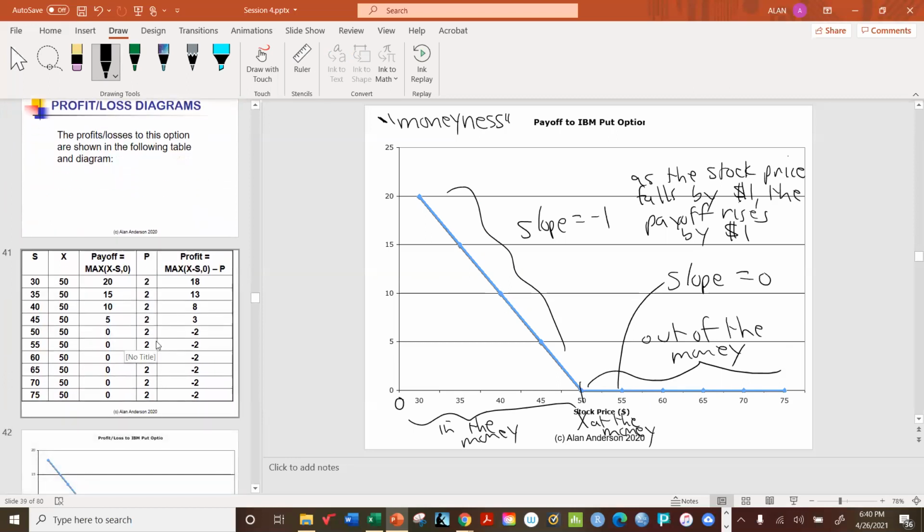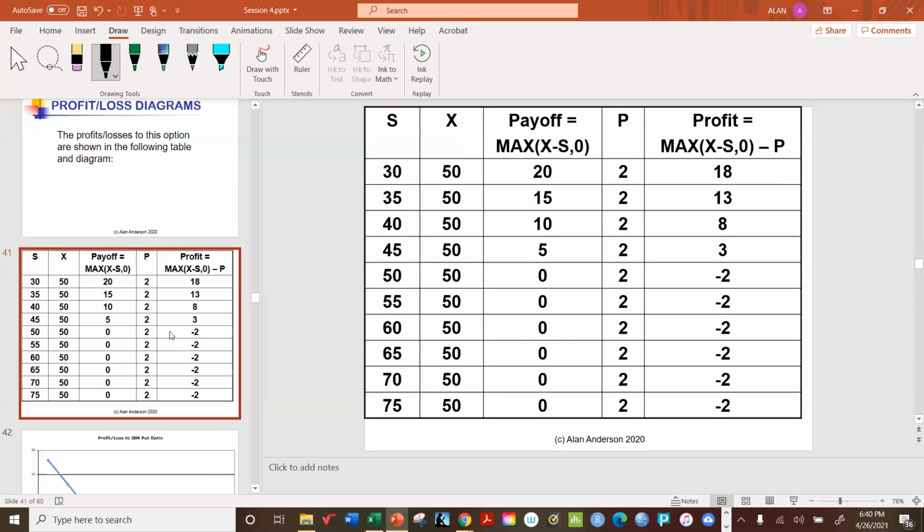So I put together another chart, just like the last one, and I've got 2 extra columns, one with a put price of 2 and one with the profits, where I simply subtract $2 from all of these payoffs. And of course, you can see here's our maximum loss. And it's not a coincidence it equals this number, the put price. After that, it's all positive.